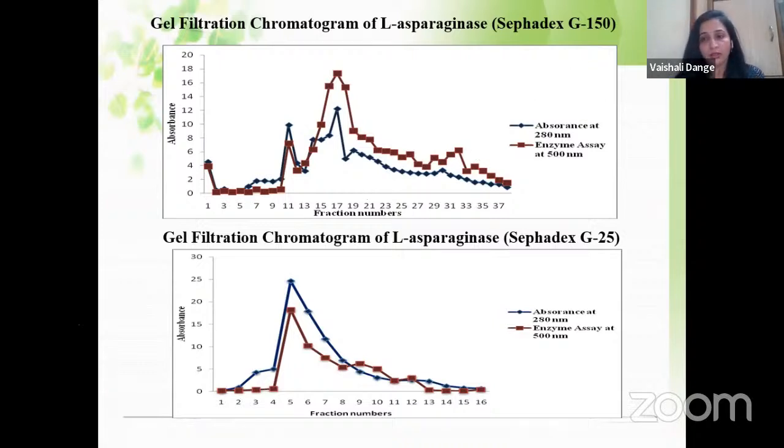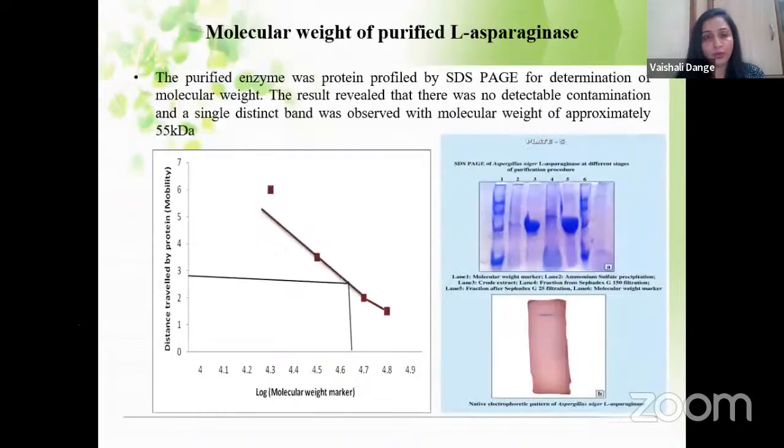I have done the purification of this enzyme. Here you can see the absorbance at 280 nanometer and the enzyme assay at 500 nanometer. There are two peaks in the first gel filtration chromatogram, but in the second gel filtration chromatogram there is only one peak. So it states that with the second Sephadex G25, I have got a more purified enzyme as compared to the first gel filtration chromatogram.